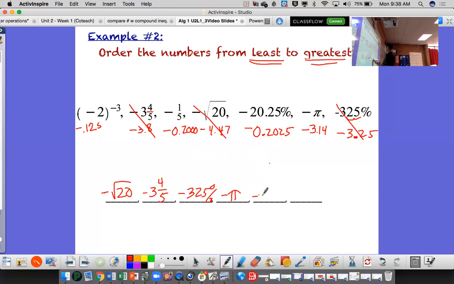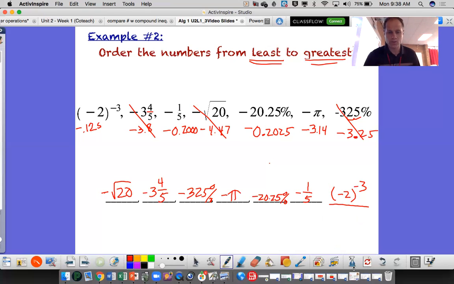It's the bigger negative, so it's the smaller number. Negative 20.25%. Negative 1/5. I think I left one more number here. Didn't have enough blanks. Negative 2 to the negative 3. So be very, very careful with negative numbers, okay?